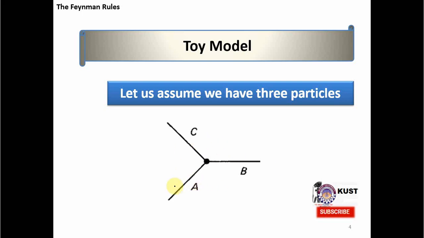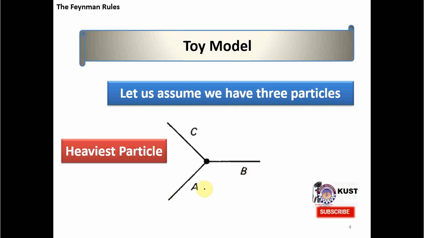So, here you can see that in our toy model we have 3 particles: particle A, particle B and particle C. Let us assume that this is a decay process where particle A is decaying into particles B and C. When particle A decays into B and C, particle A has to be the heaviest particle, because then the phase space shall be available to it for the decay.